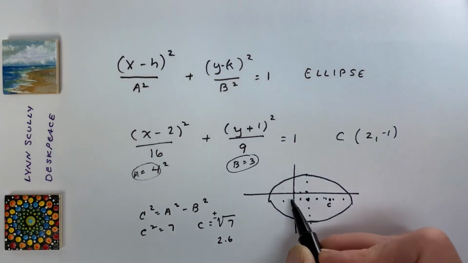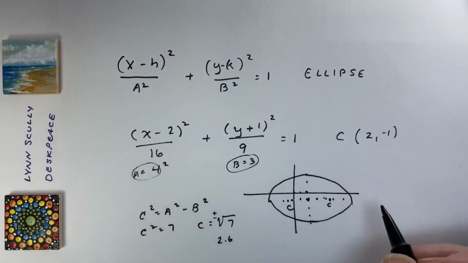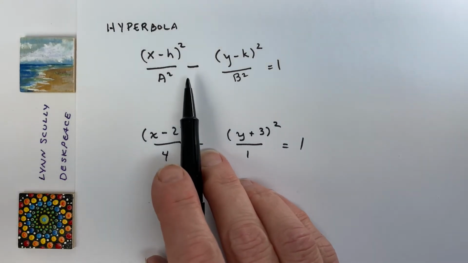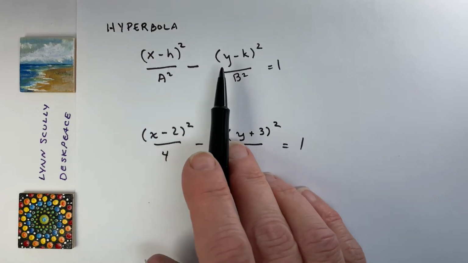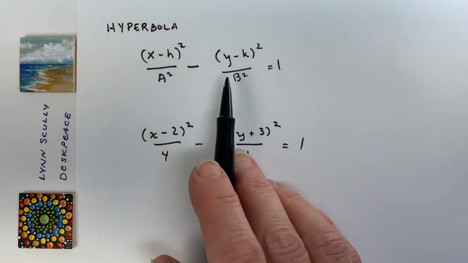And then 1, 2, a little between there, and there it is. I'm done. This is a hyperbola, and a hyperbola looks like the ellipse, but it has a minus in between. And we have kind of different definitions of the center and everything here because a hyperbola actually has 2 vertices.